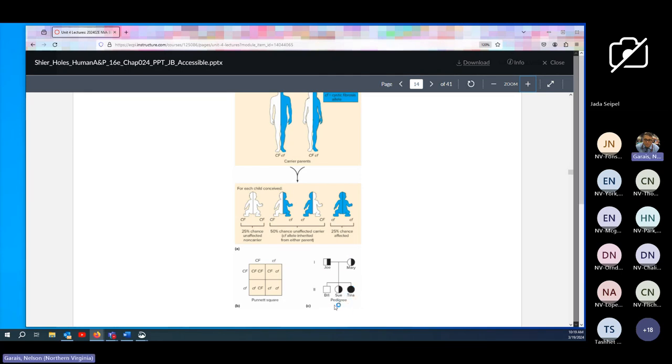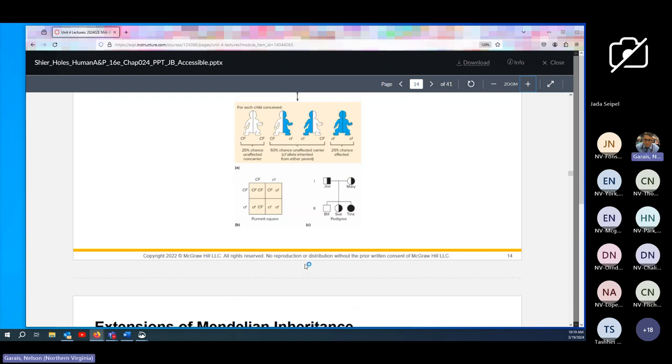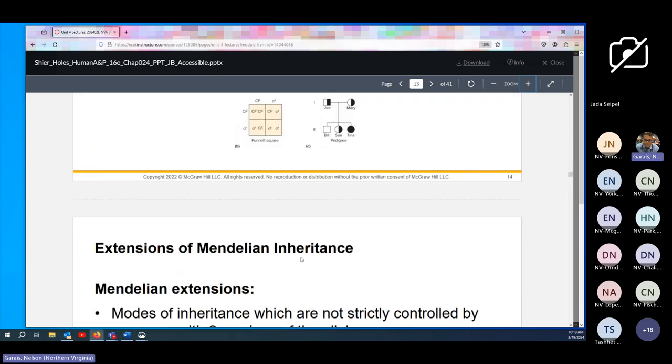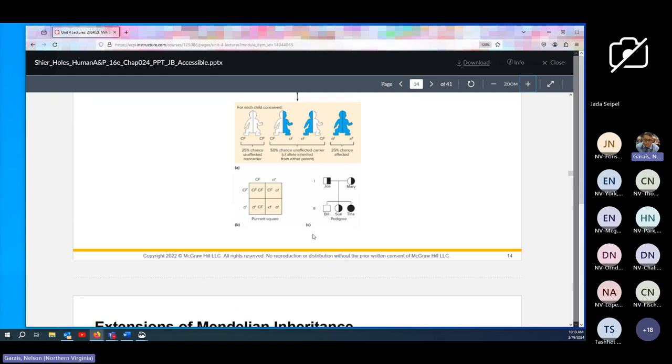Who are their kids? Bill, Sue, and Tina. Does Bill, their son, have cystic fibrosis? Nope. Does Sue have it? Nope, she's a carrier. But does Tina have it? Yep, she has the full-blown disease. And that's how you would read a pedigree, and that's the kind of question that would come out on a pedigree question. Pedigrees are kind of easy. You just read what it is.